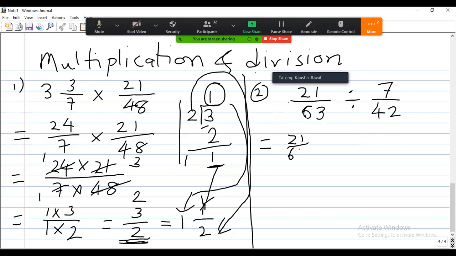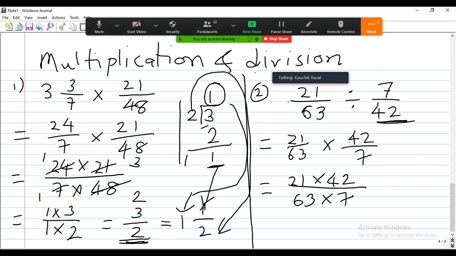This is division: 21 upon 63 divided by 42 upon 7. For division, it becomes multiplication, and we use the inverted fraction, the inverse, 42 upon 7. Then it becomes a simple multiplication sum. 63 into 7. 7 ones are 7, 7 sixes are 42, and 7 threes are 21. Yes, very good. You can use that also.